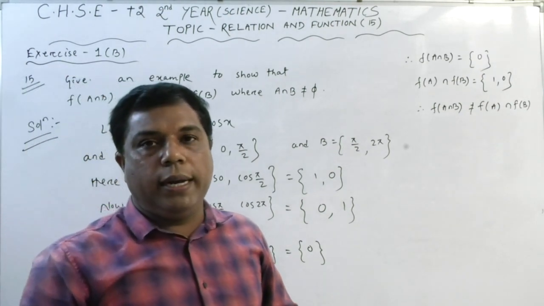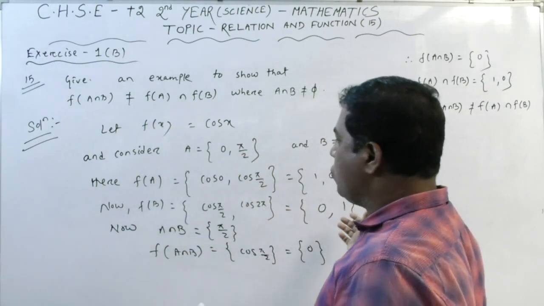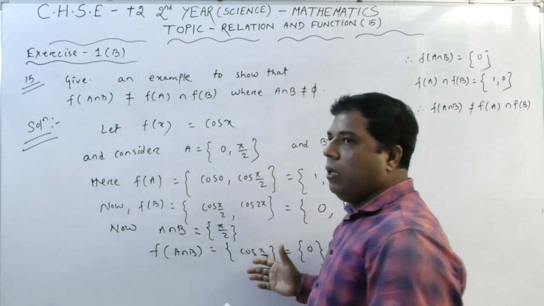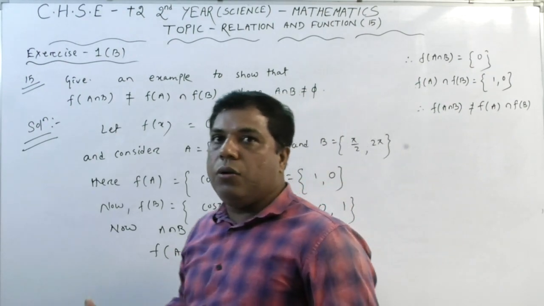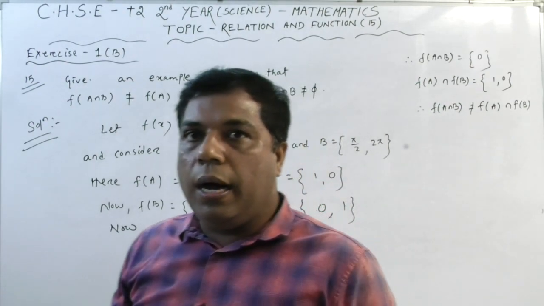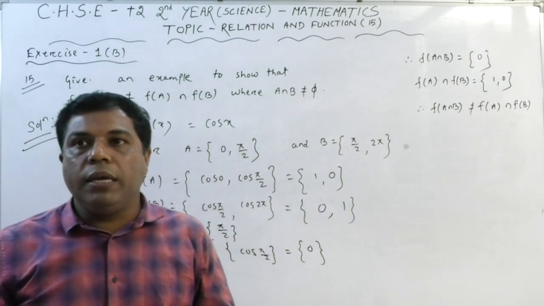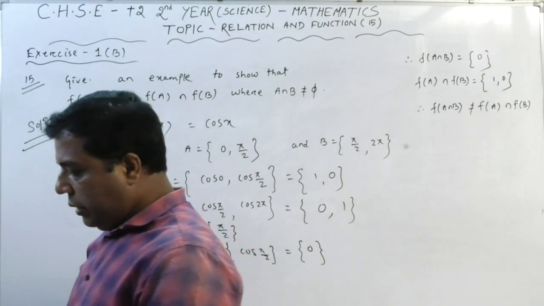And my dear students, you can go for showing this type of result. You can find the image values taking two different sets, and you can find their intersection and check that they are not equal to each other. I am taking one of the examples. Clear? Next we will go for the next question.